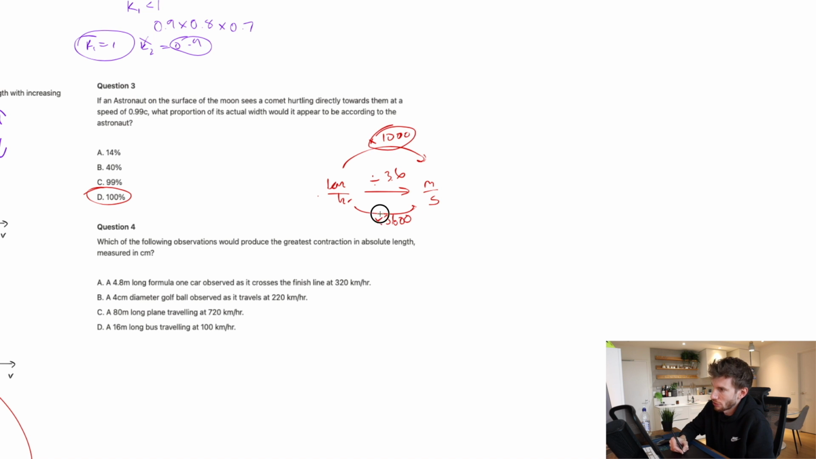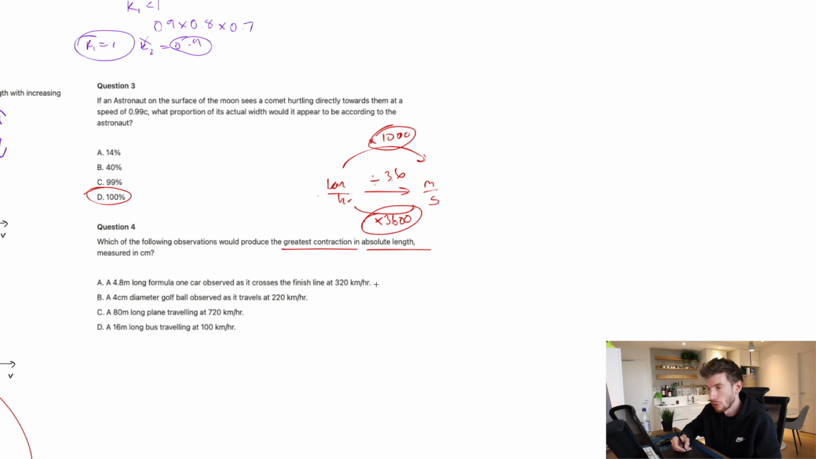And if you look at the ratio of these two here, there's a 3.6 ratio between them. That's the kind of shortcut connection, but we can see which of the following observations produce the greatest contraction in absolute length, not by proportion. So we don't care about the V over C ratio. We just care about which one would shorten by the most distance.